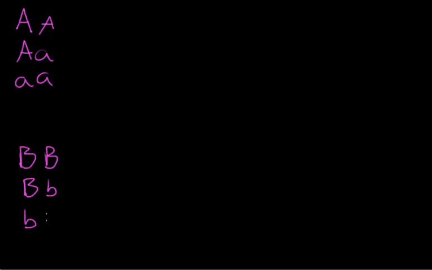Okay, so let's pretend that we have two genes, gene A and gene B, and they're both straight dominant recessive type genes. For gene A, our options are that we could be homozygous dominant, heterozygous, or homozygous recessive. Likewise, for gene B, we could be homozygous dominant, heterozygous, or homozygous recessive. So these are all our possible alleles.